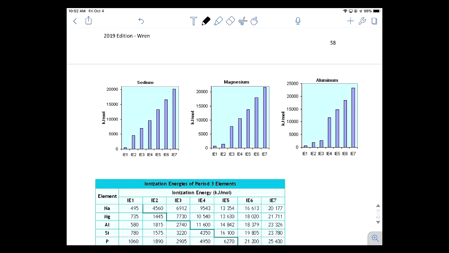Look at those first two energies to remove the first two electrons. Pretty easy. Why does that make sense? We have the nucleus, so nucleus energy. When it goes far, we need high energy. As we're digging down into the atom, trying to rip off electrons that are closer and closer to the nucleus, it gets harder and harder.